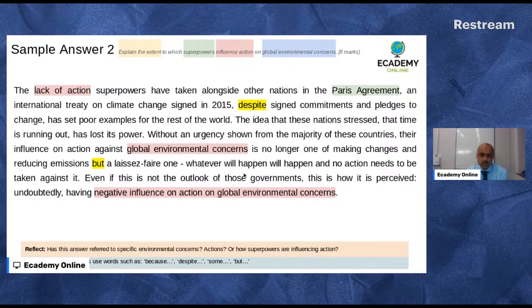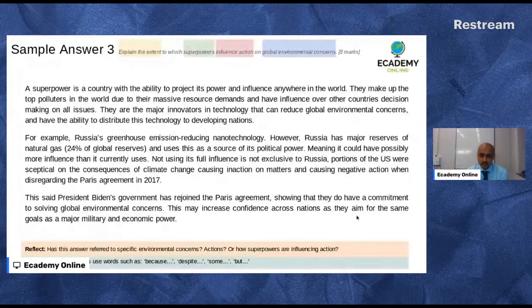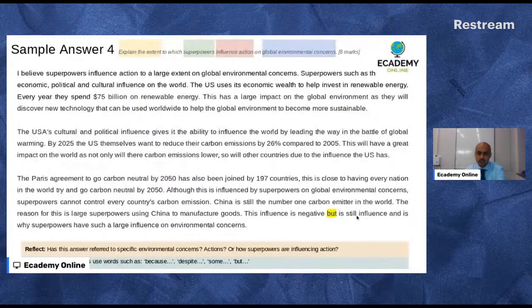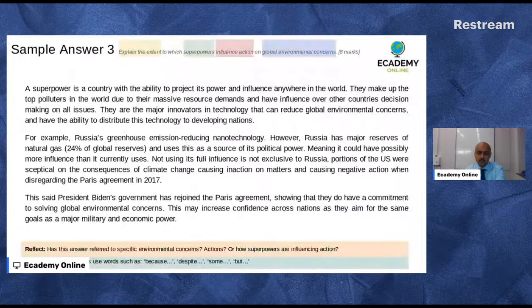Okay, so there's a couple more answers here that we can look through, and then we'll move on to the next topic. We'll look at this one very, very quickly, and then we'll move on to the next question, which is on shaping places.